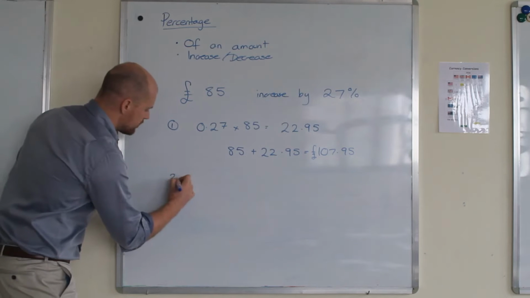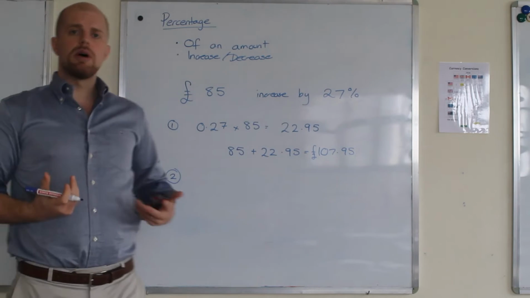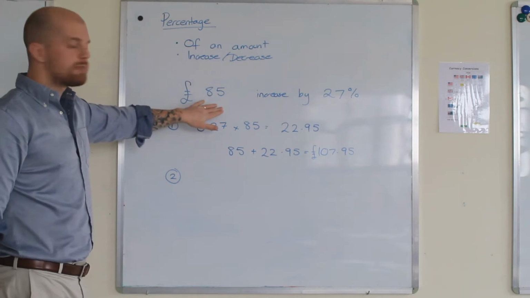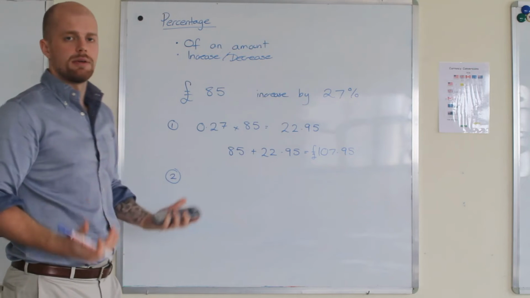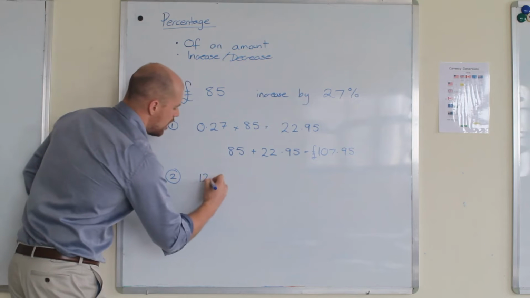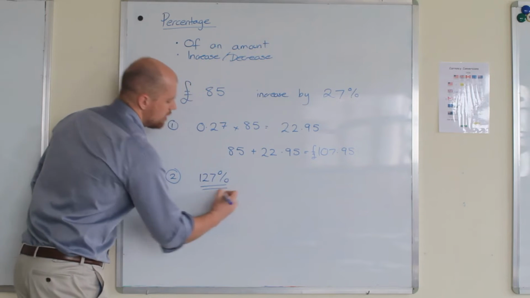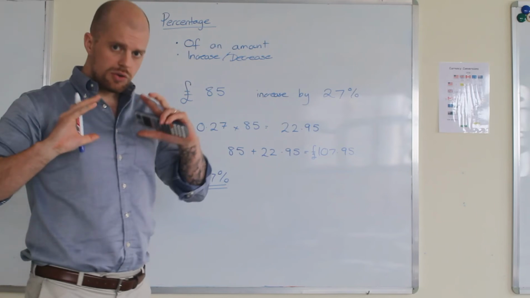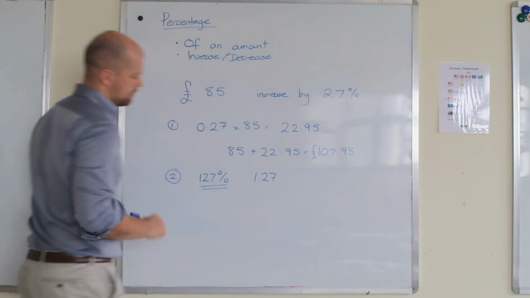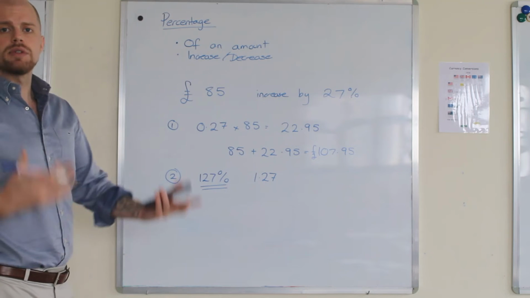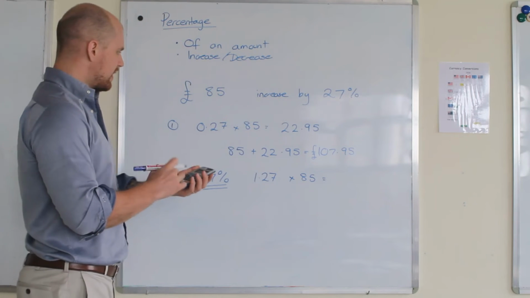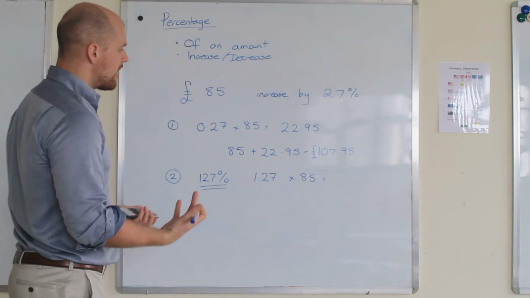Now the second method, which is the easier way, and it's called using a multiplier, is to work out what the percentage will be afterwards. Initially, the percentage is 100, okay, because it's a full amount. If I'm increasing by 27%, what that means is I need to find 127%. Now, 127% is 1.27 as a decimal. So I'm going to take my £85 and multiply it by 1.27.